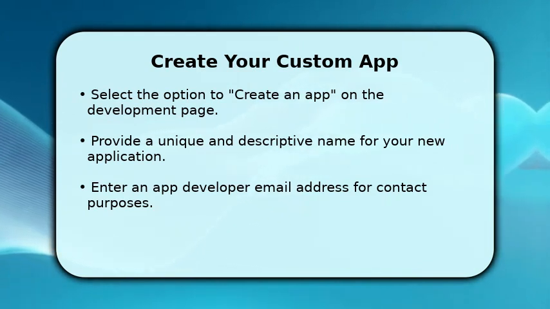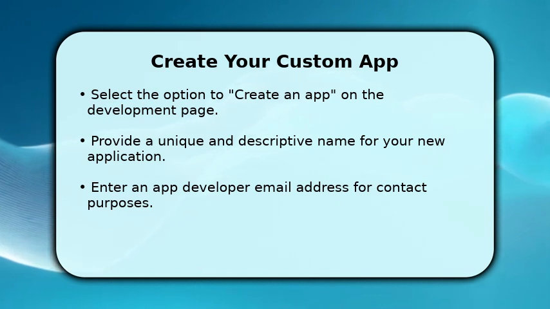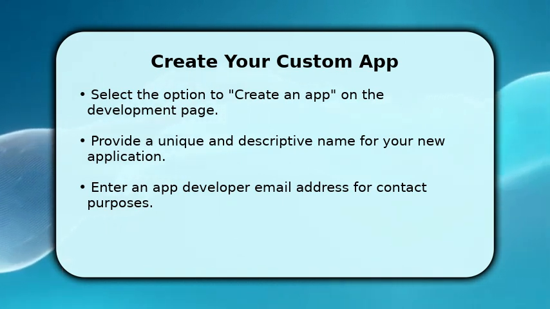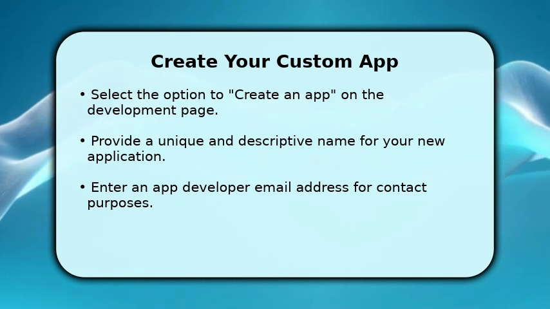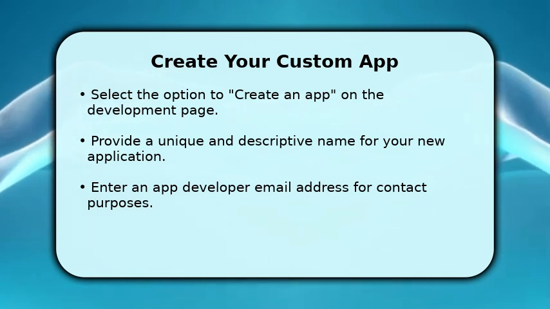On the app development page, click the Create an App button. You will be prompted to give your app a name, choose something clear and relevant to its purpose. Also, provide an app developer email address. This email is important for notifications and contact. After filling in these two pieces of information, click Create App to generate your new custom app.